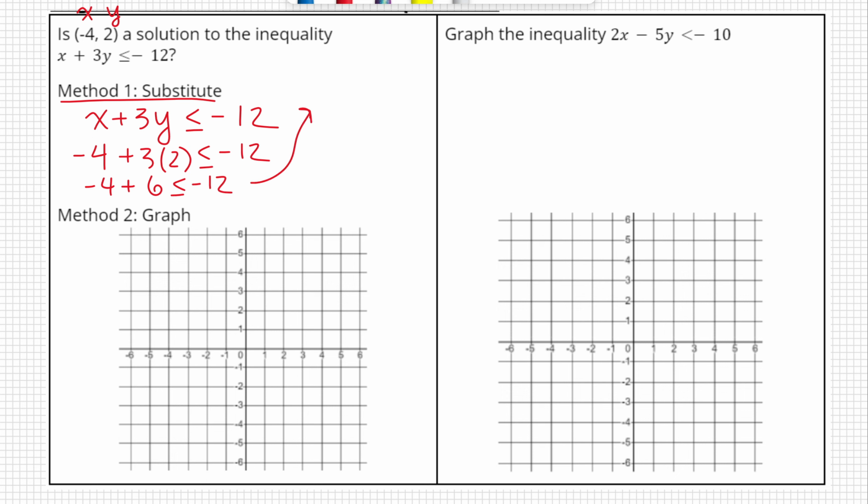Then we just have to check: is positive 2 less than or equal to negative 12? That's not true. This is false. Therefore, I'll put a big X next to it.